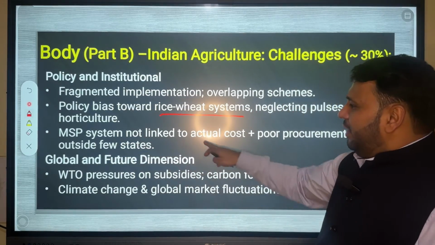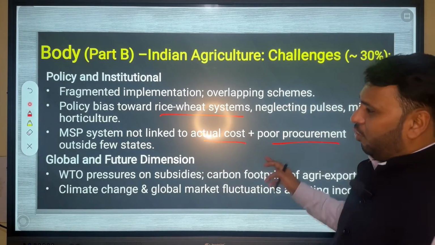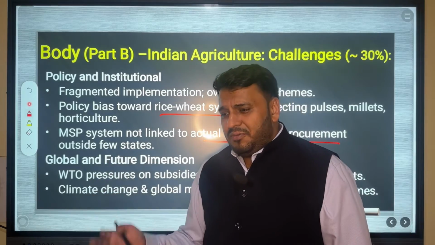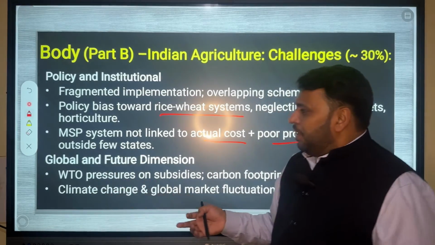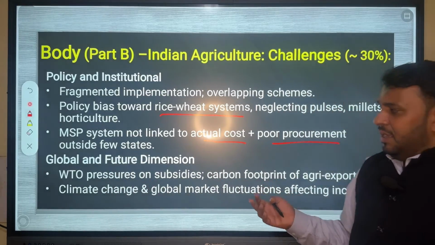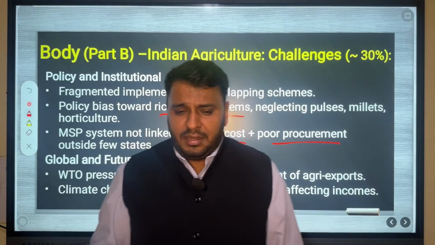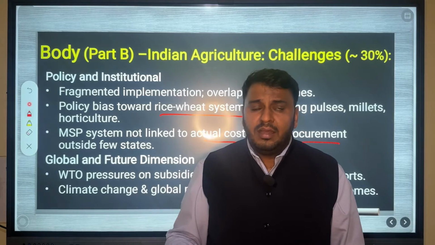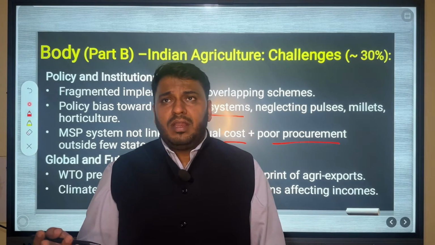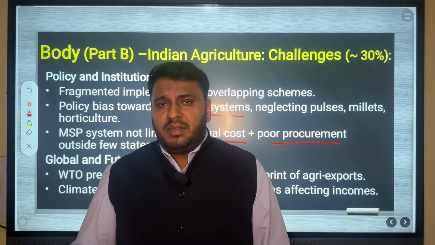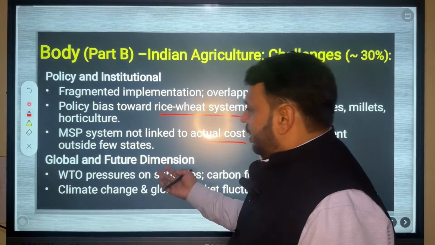MSP systems are not linked to actual cost. Poor procurement is there, and it is only in a few states. That is the issue, not very effective. The farm laws were meant to tackle those issues. Unfortunately, we couldn't see them come to light. Hopefully, coming soon, there will be some other measures to tackle these issues.